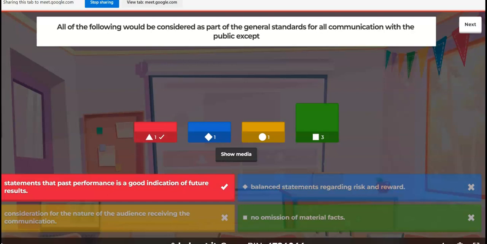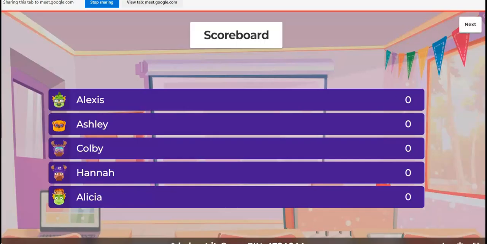Yes, we must have balanced statements regarding risk and reward. We have to confirm all details, and communication should consider the nature of the person receiving it. That's why we categorize it as retail communication for the general public and institutional communication for a professional audience. And of course, you do not omit material information. You cannot hide information. Remember, according to regulators, hiding the truth is no different than lying about the truth.